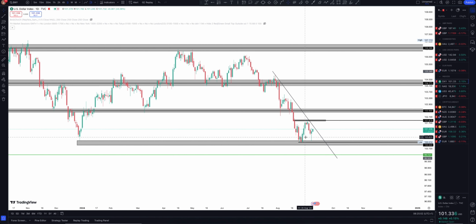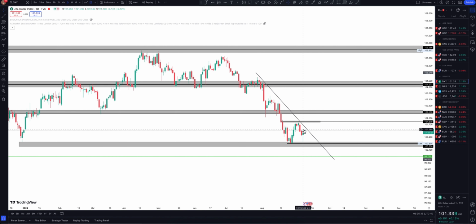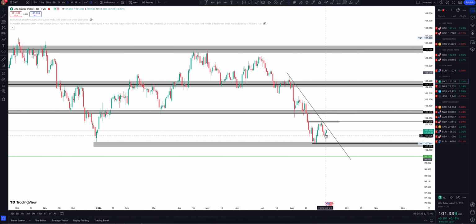So what I want to see on the DXY is very easy. I want to see if price is able to take out this lower high that we have here, because we've been forming lower high, lower low, lower high, lower low. If price is able to take out this particular lower high, then maybe this could be a reversal. But until then, I'm still bearish on the DXY. I'm just expecting a pullback, and then we can continue to the downside.